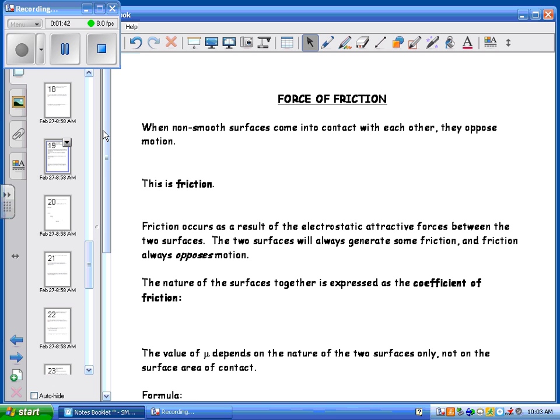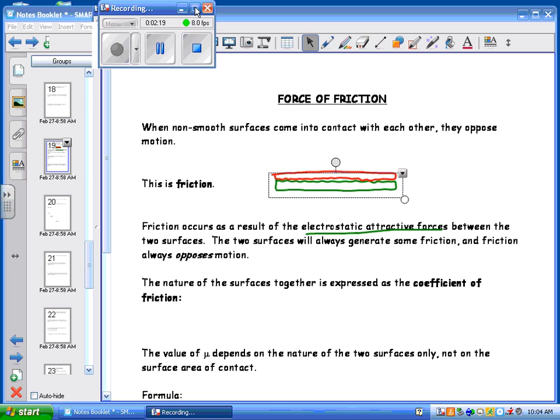Okay, when non-smooth surfaces come into contact with each other, they oppose, and this is friction. Friction occurs as a result of the electrostatic attractive forces between two surfaces. The two surfaces will always generate some friction, and friction always opposes motion. This is because at the microscopic level, all surfaces, even really shiny, smooth, glossy surfaces, have some roughness to them. There actually exist bumps on the surface. And when those surfaces rub together, they slide together.